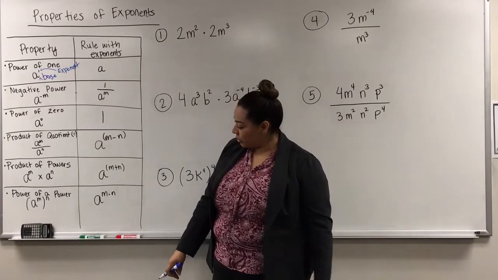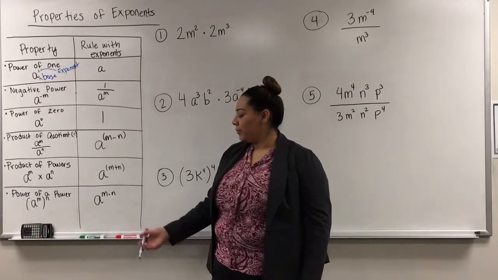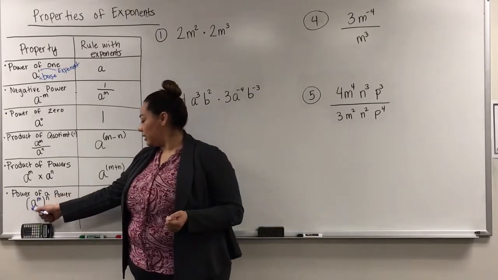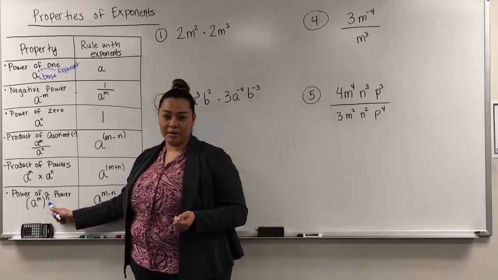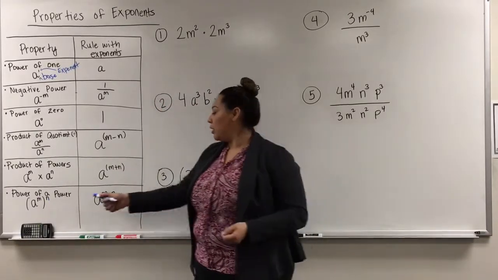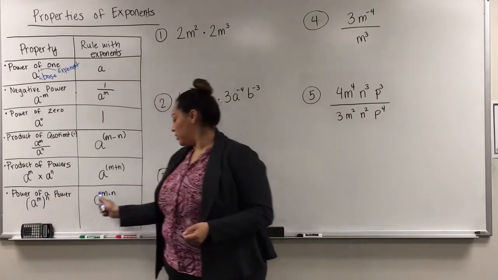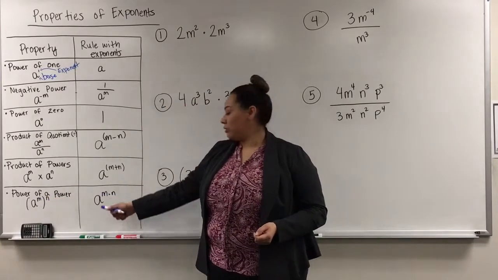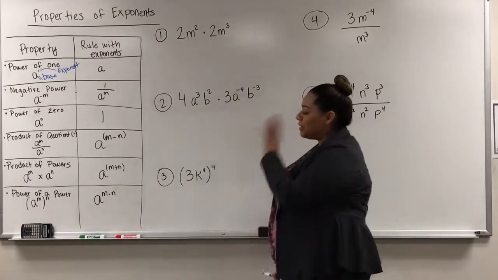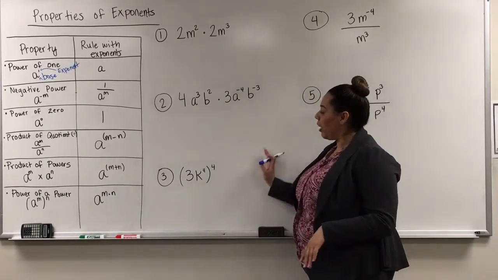And the last one that we're going to be working on is the power of a power. That means that whenever we have the base with an exponent inside the parentheses and then another power on the outside, so basically exponent to exponent, what we do with these two exponents is we multiply them out. So it'll be a^(m times n). All this is going to make sense once we start doing the problems.